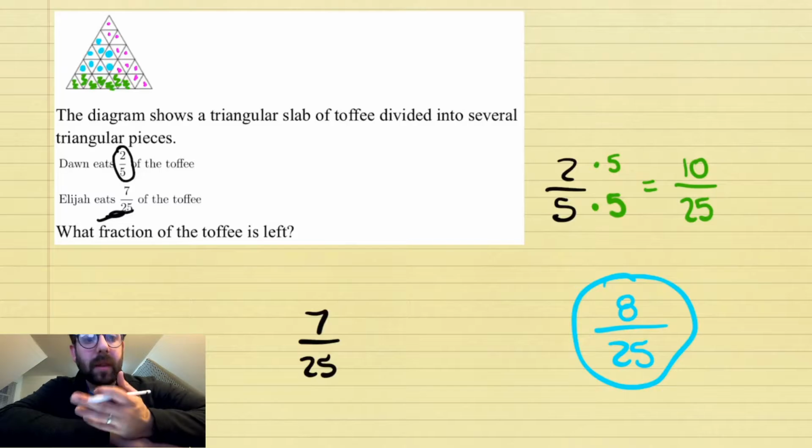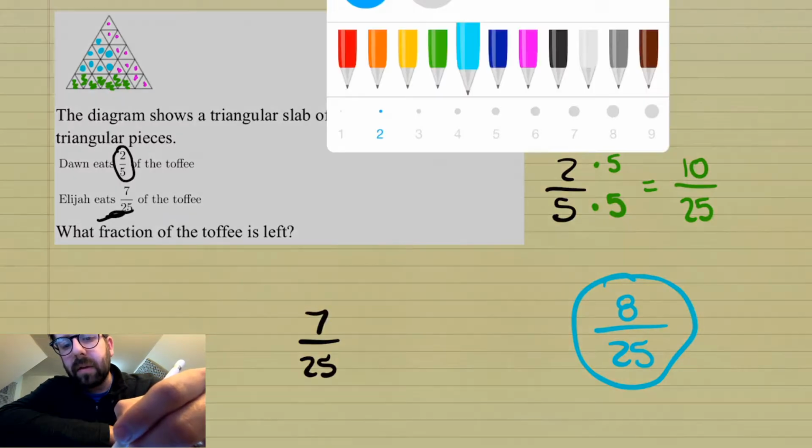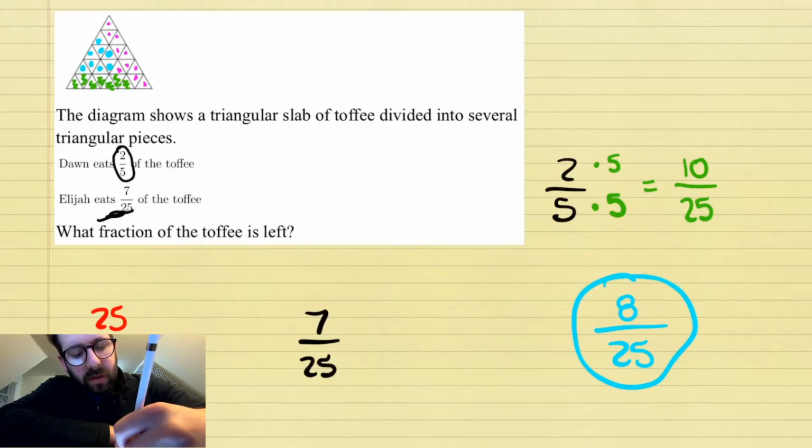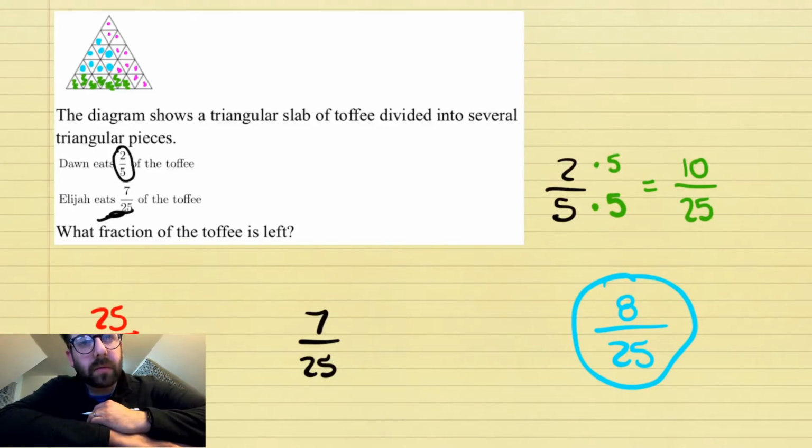Other than just counting, because we had the luxury of this picture. That's why I kind of left it there. How do we get it? Here's how, because this is the real math that's behind it. Let me go back to red here. The total in this triangular slab was 25 out of 25. That's the total pieces. That's the entire picture. 25 pieces out of 25.